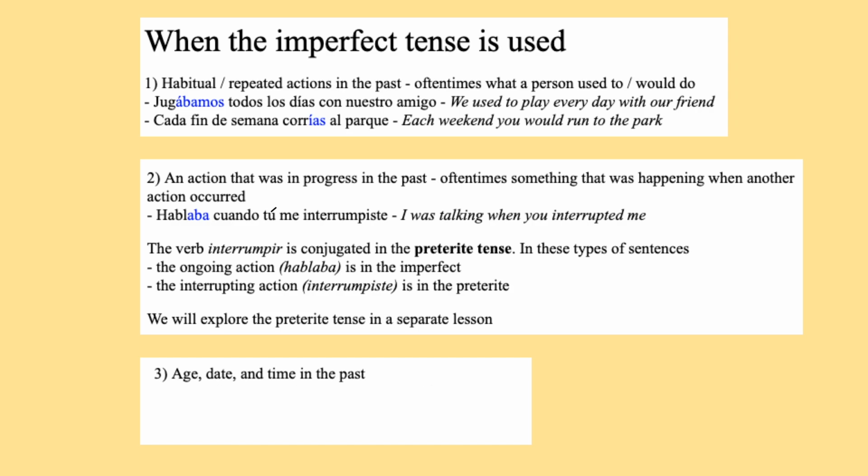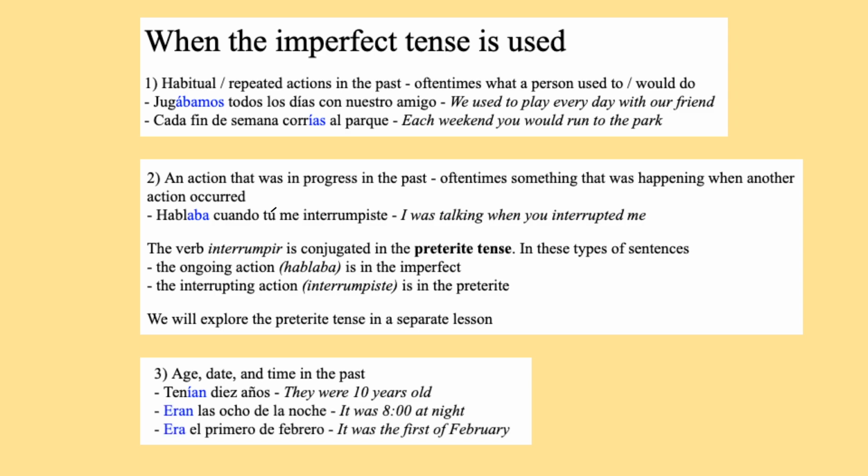If you refer to age, date, or time in the past, you will use the imperfect. Tenían 10 años. Eran las 8 de la noche. Era el 1 de febrero.